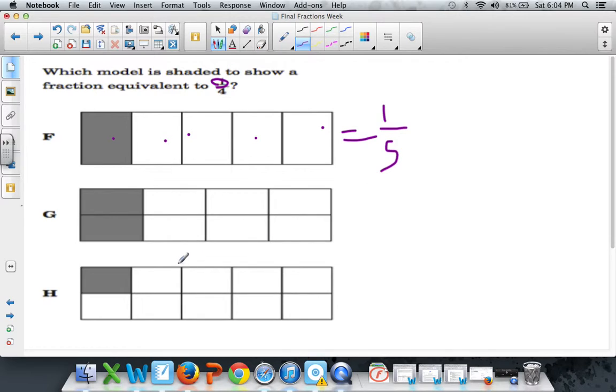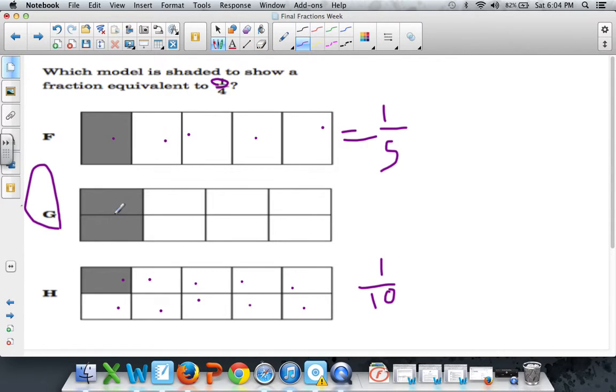This is more like 1/5. And down below, look at that. 2, 4, 6, 8, 10. That's more like 1/10. G is the correct answer.